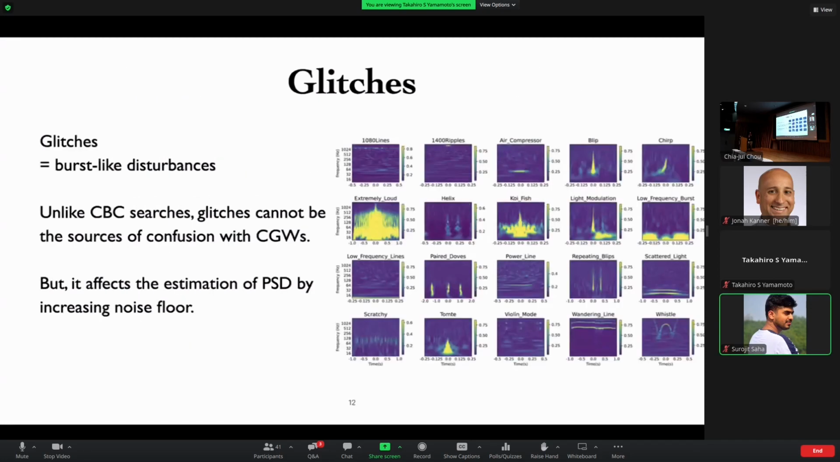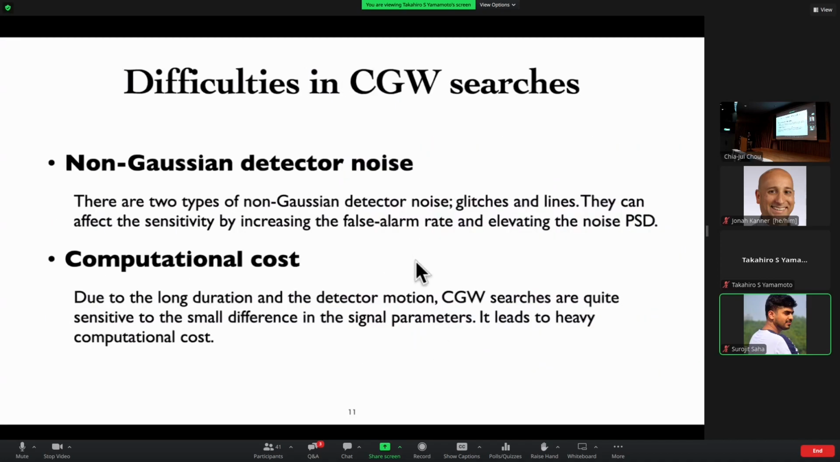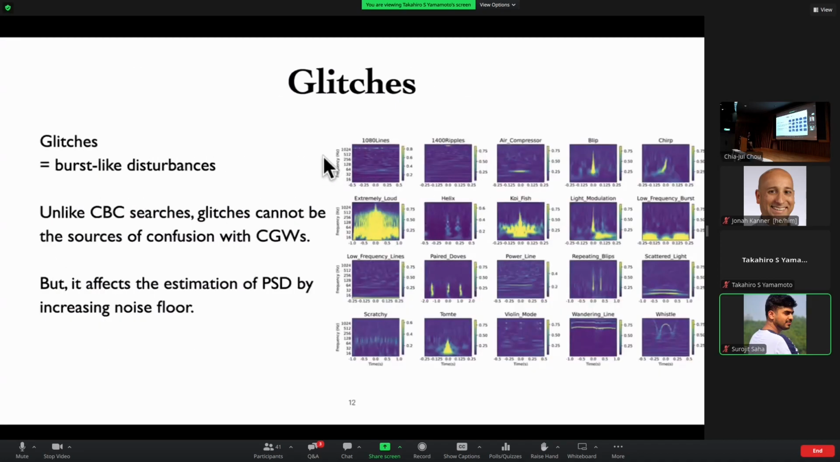So, let's look in more detail at glitches. This panel shows a list of various types of glitches. They are burst-like disturbances, and each panel shows a spectrogram, where the time duration is less than 1 second.